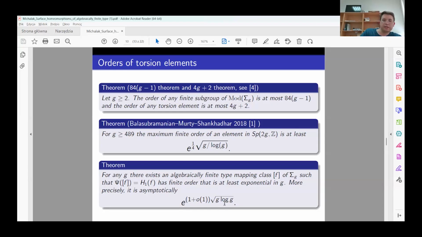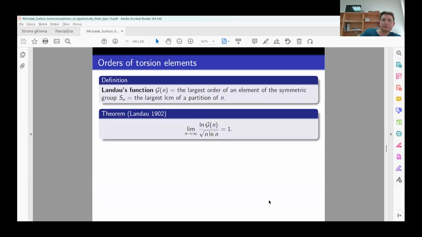And in fact, this is the best we can do, because if we recall what the Landau function is, this is the largest order of an element in the symmetric group. And this function has the following asymptotic behavior: it is exponential in the square root of n log n.